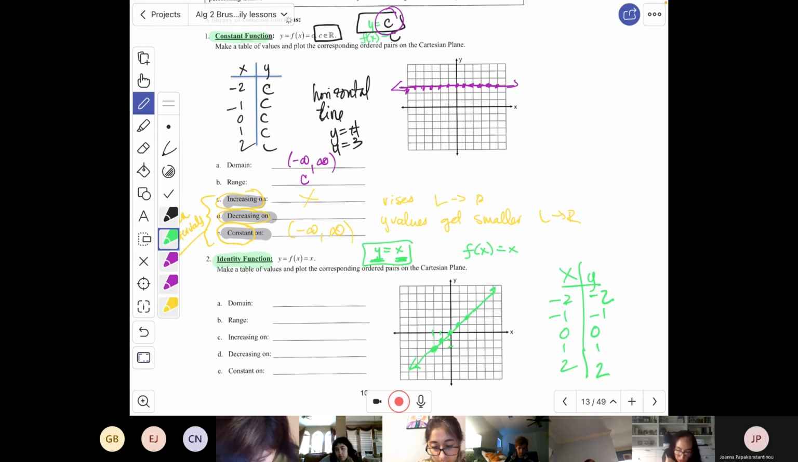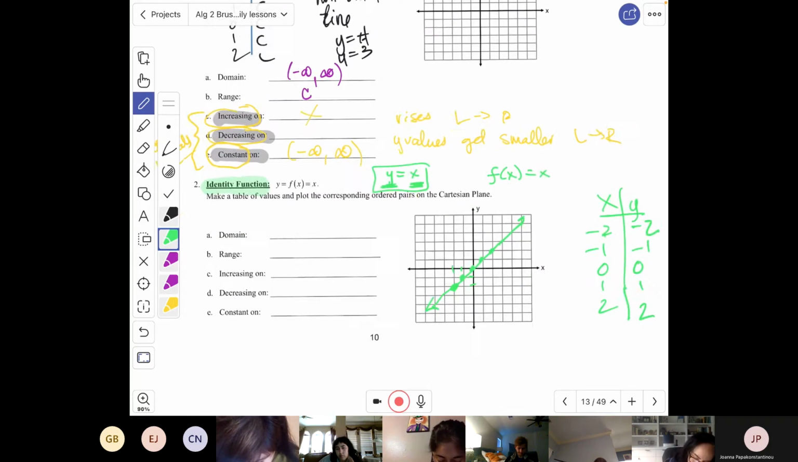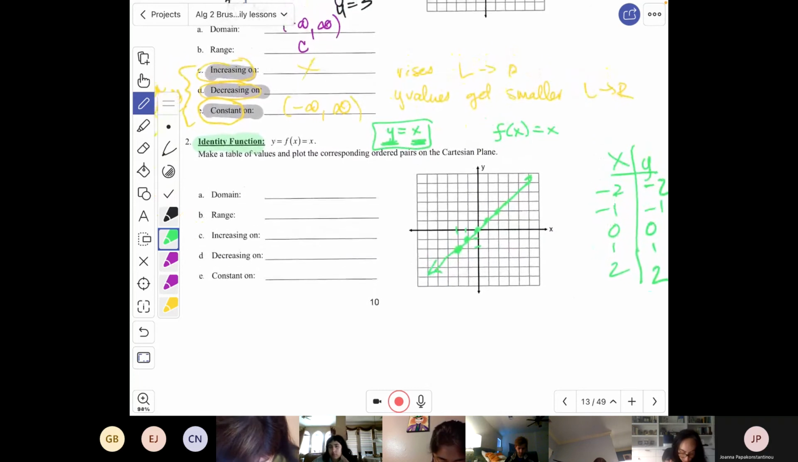So let's talk about the domain of this parent identity function. Can somebody tell me what the interval is for the domain of this identity function? Anybody? Tell me the interval for the domain.